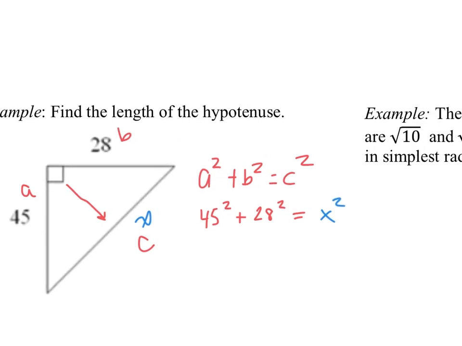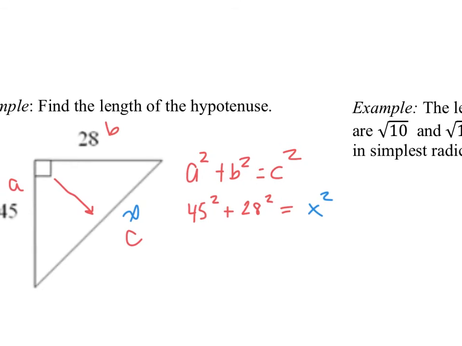So now I go to my calculator and I can just do 45 squared plus 28 squared. I'm going to type this into Desmos. Just kidding, I'm not going to use Desmos. I'm going to use my TI-84 Silver Edition. So when I type 45 squared plus 28 squared into my calculator, I get 2,809. So I get 2,809 is equal to x squared.